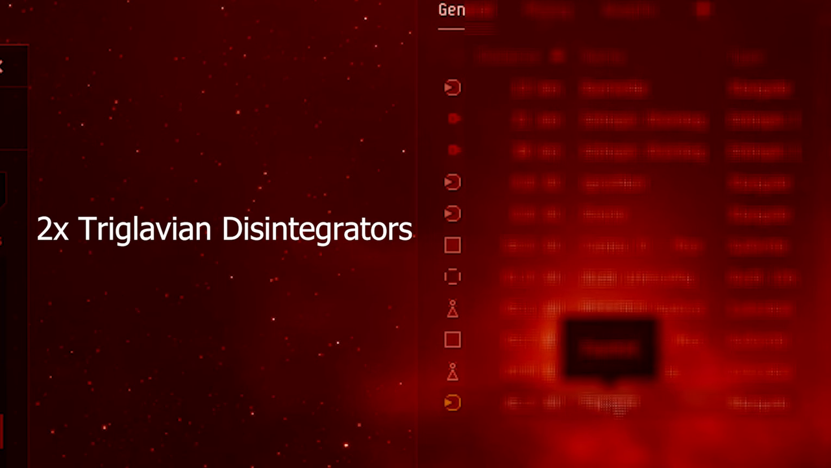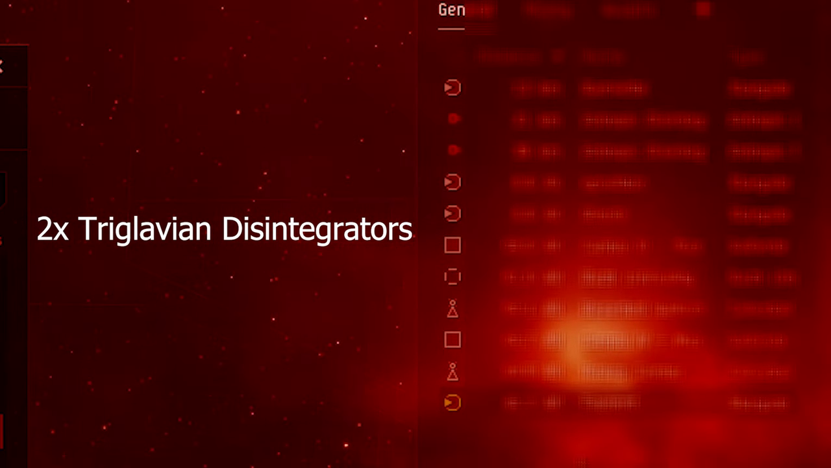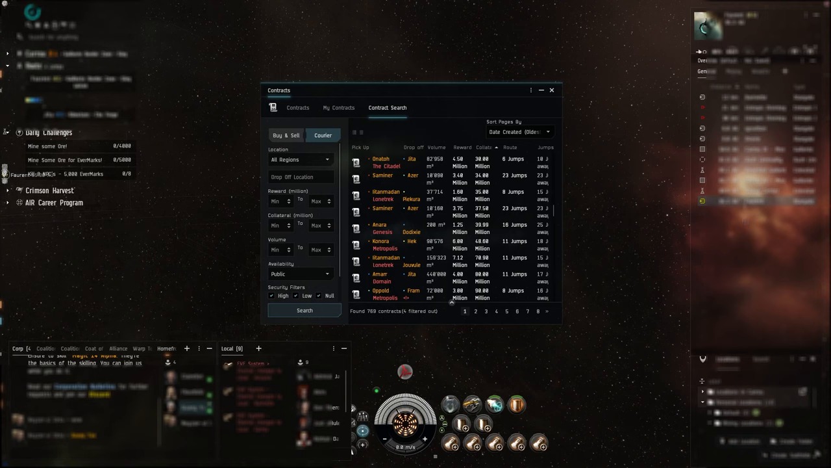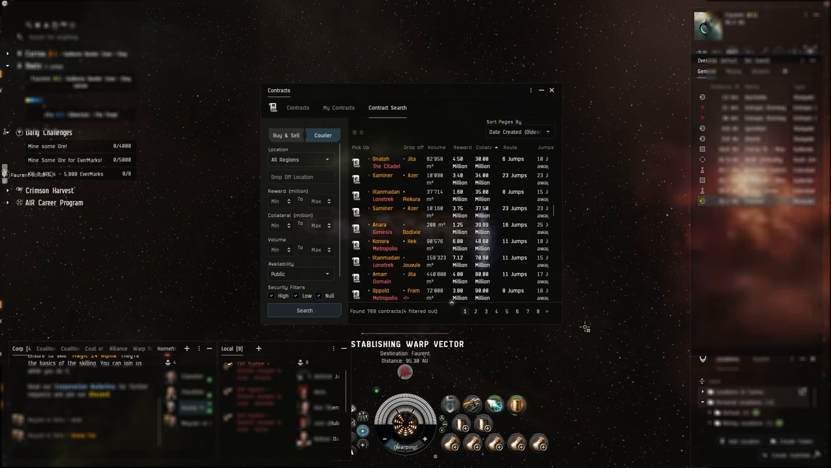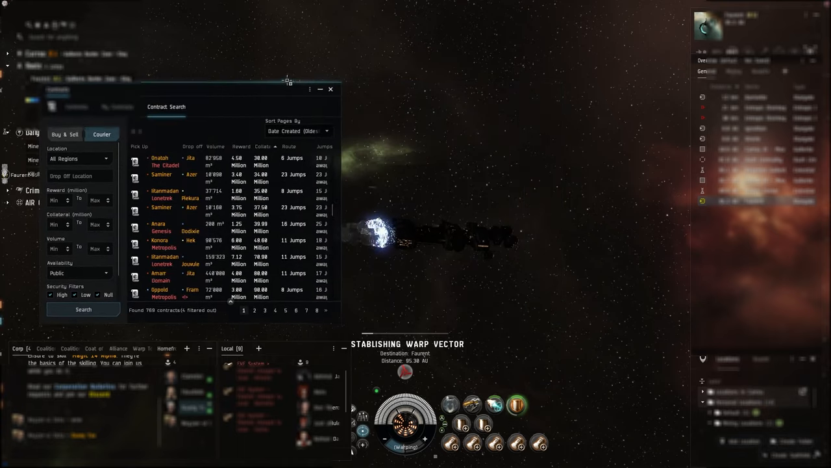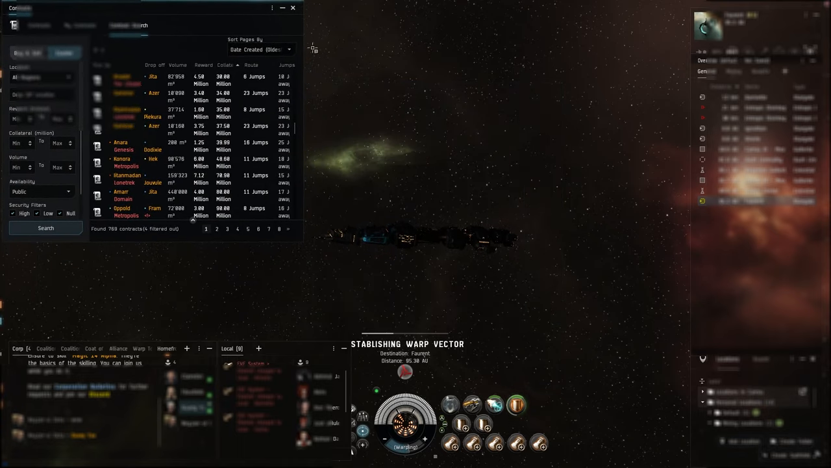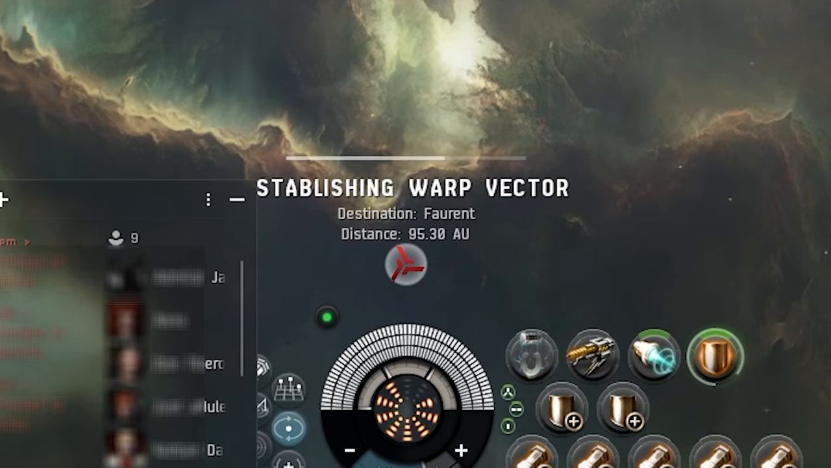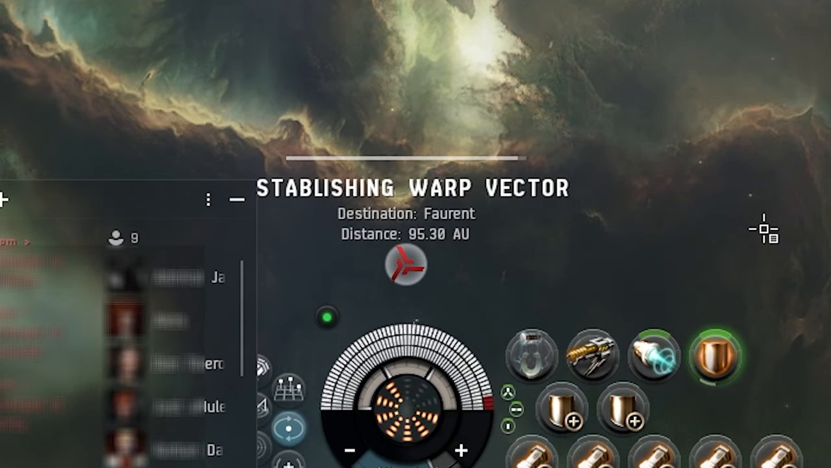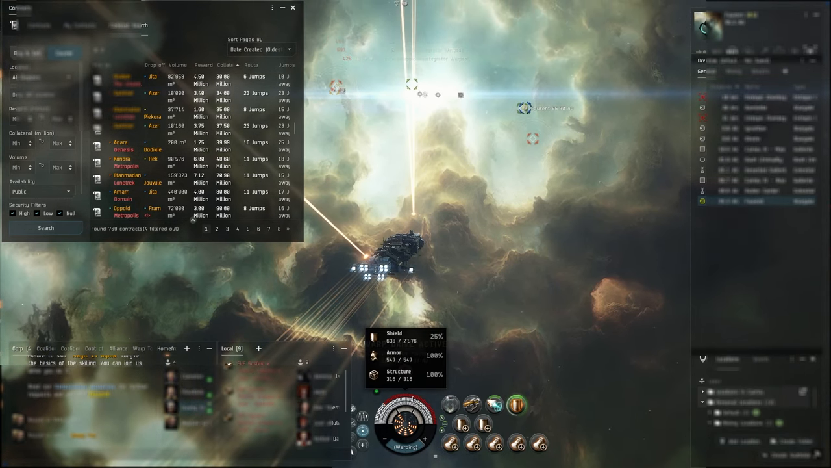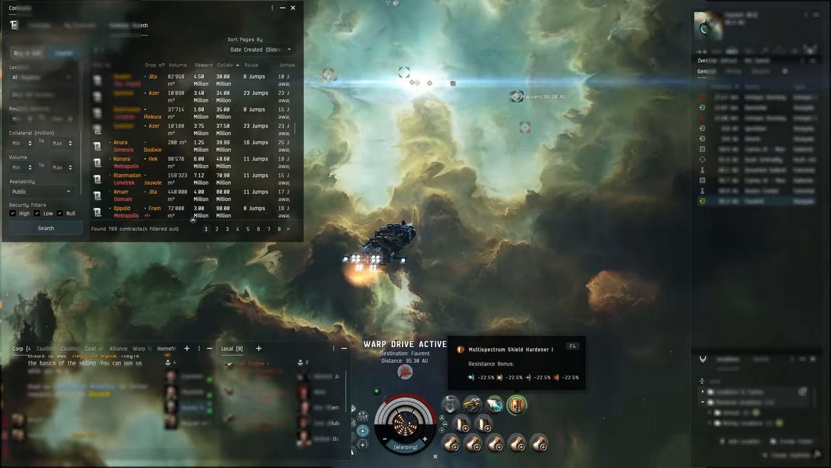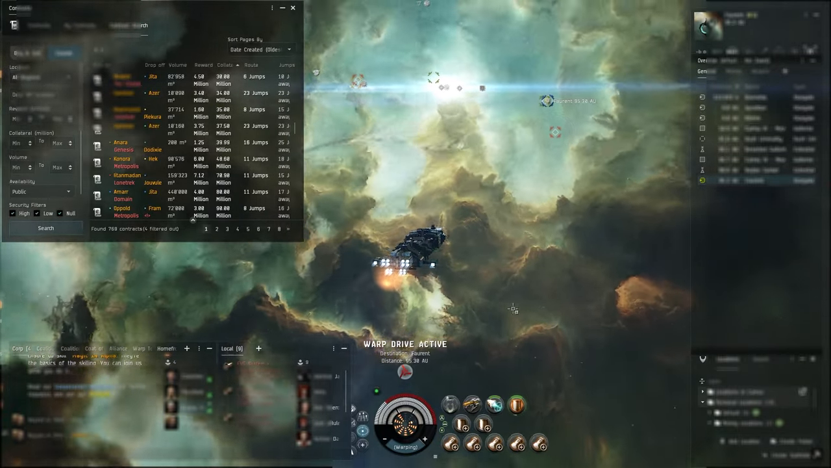Oh shit, I went to the wrong place. Oh no! Yo, these disintegrators kill you immediately. Oh god, I might die here. Please no, please, please. Hold on. Please jump. Yep, that's what I thought. Oh my god, if I didn't have the shield hardener up, I would have died.